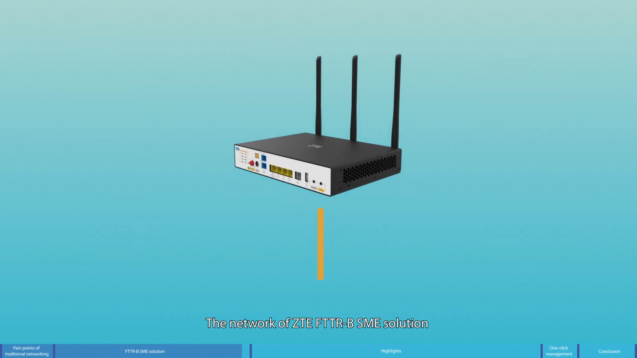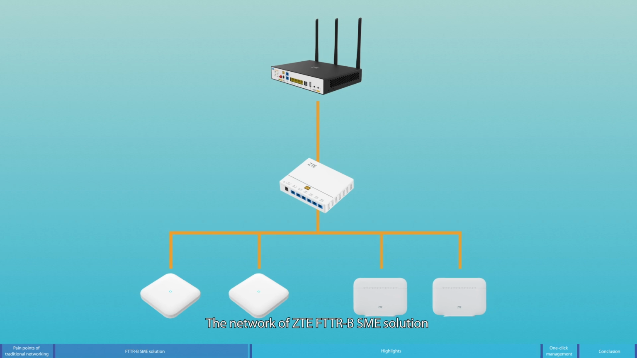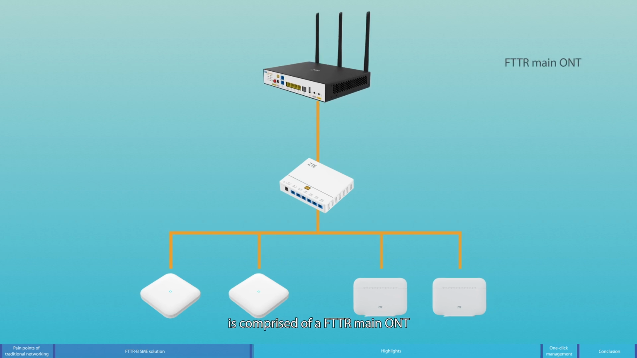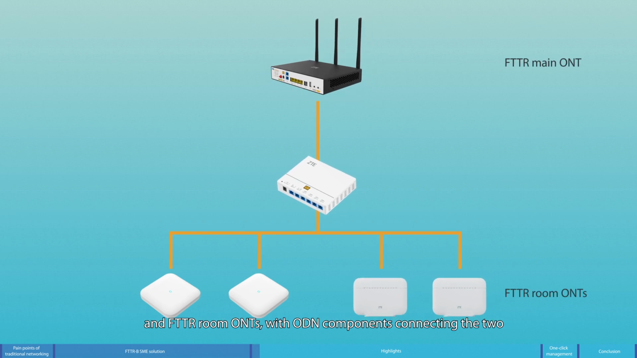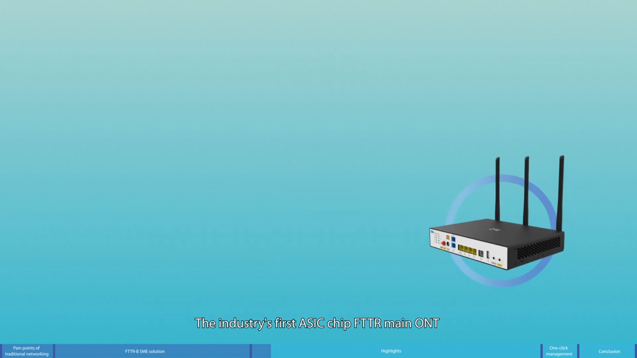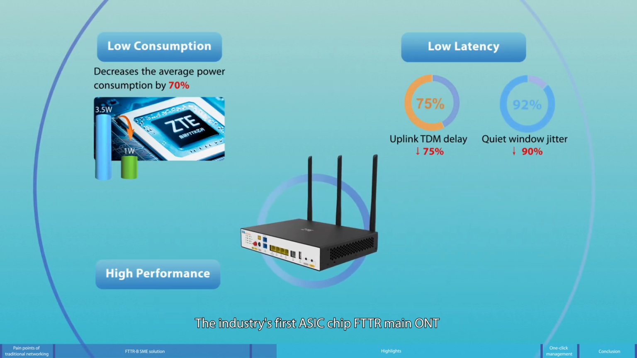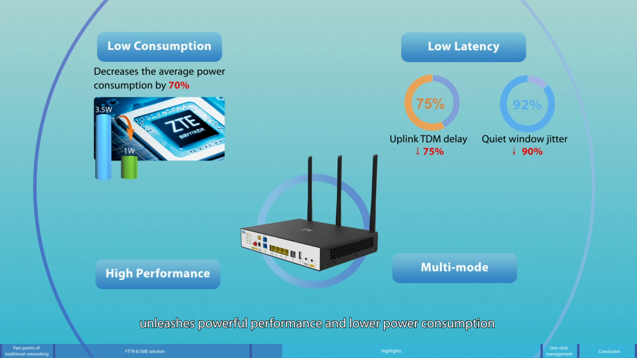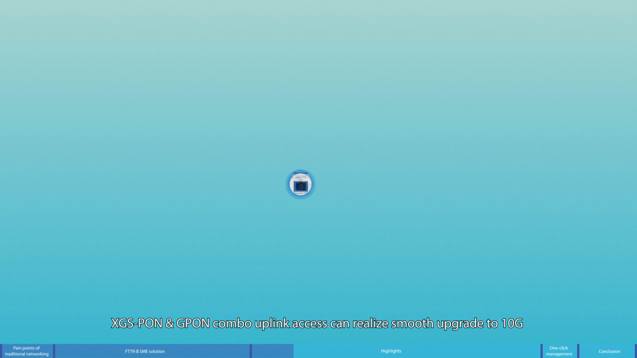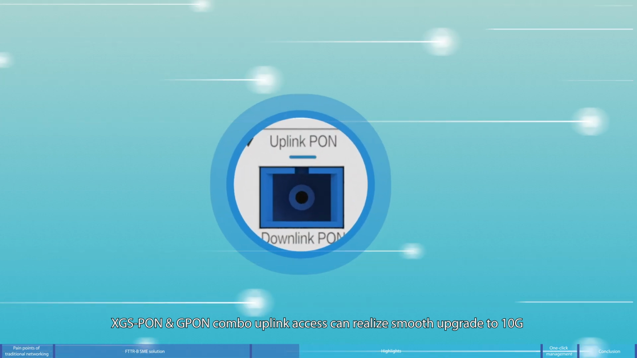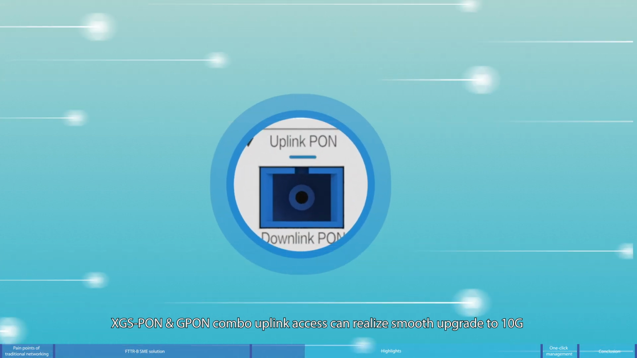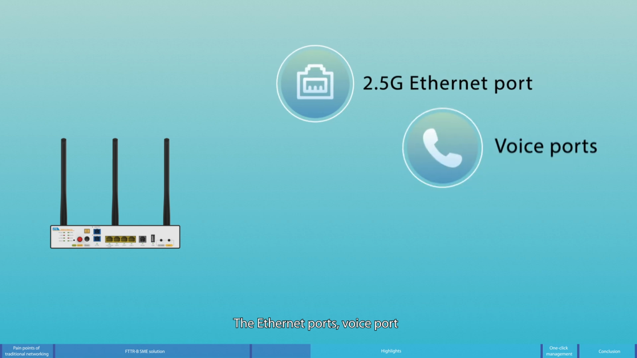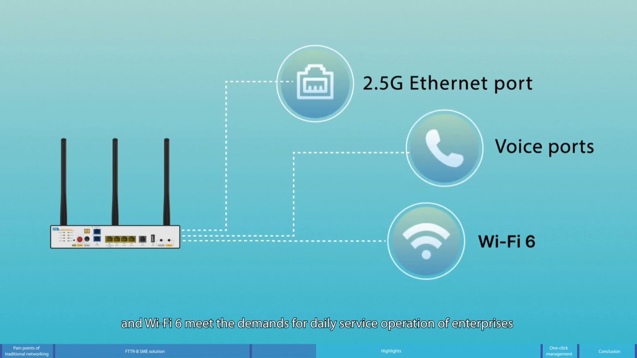The network of ZTE FTTR-B SME Solution is comprised of a FTTR main ONT and FTTR room ONTs, with ODN components connecting the two. The industry's first ASIC chip FTTR main ONT unleashes powerful performance and lower power consumption. XGS-PON and GPON combo uplink access can realize smooth upgrade to 10G. The Ethernet ports, voice port and Wi-Fi 6 meet the demands for daily service operation of enterprises.